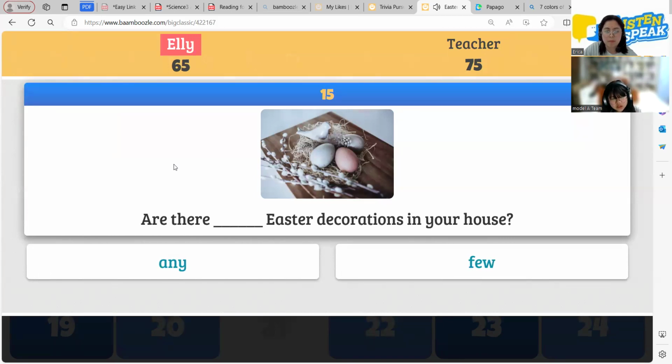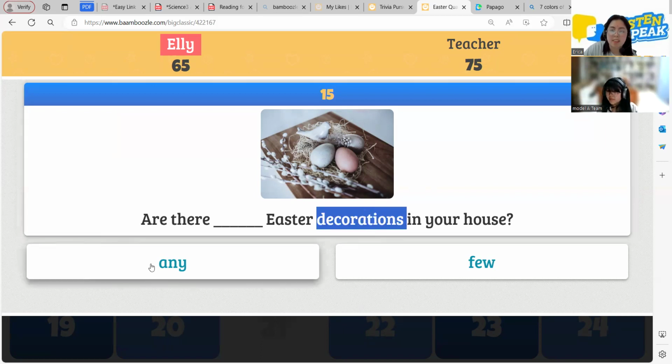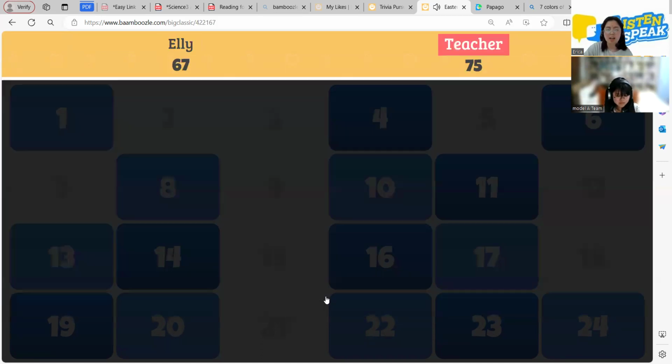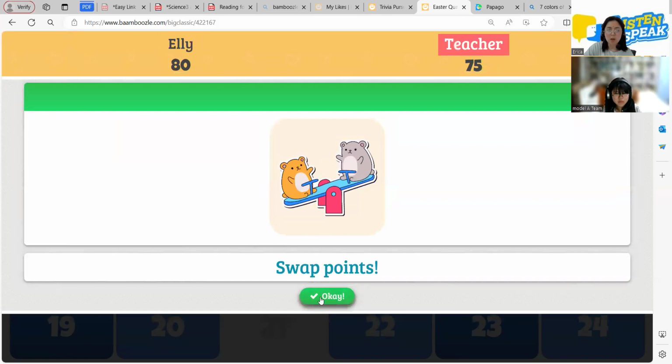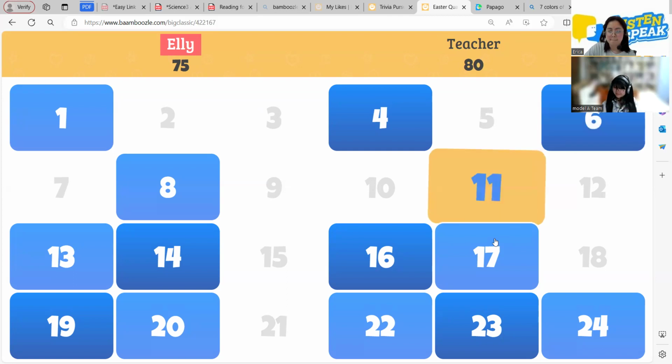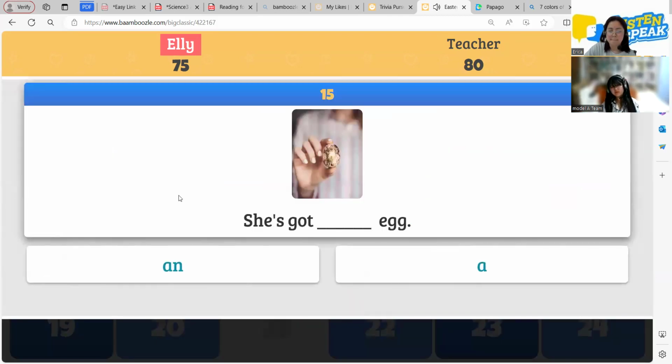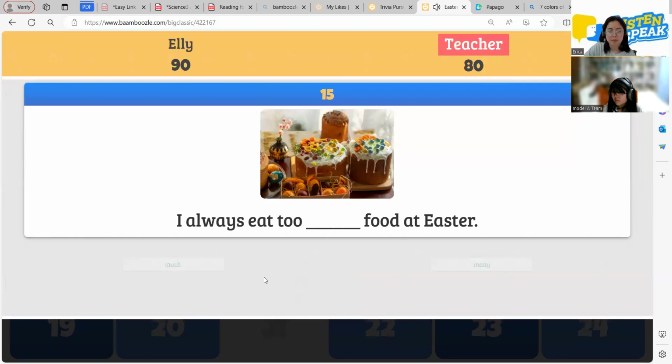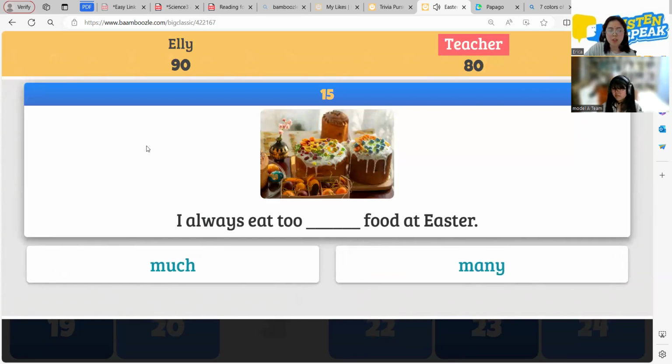Are there any Easter egg decorations in your house? Okay, decorations. Any. Very good. Are there any Easter decorations? 10. Okay. My turn. 17. She's got an egg. 20. I always eat too much food at Easter.